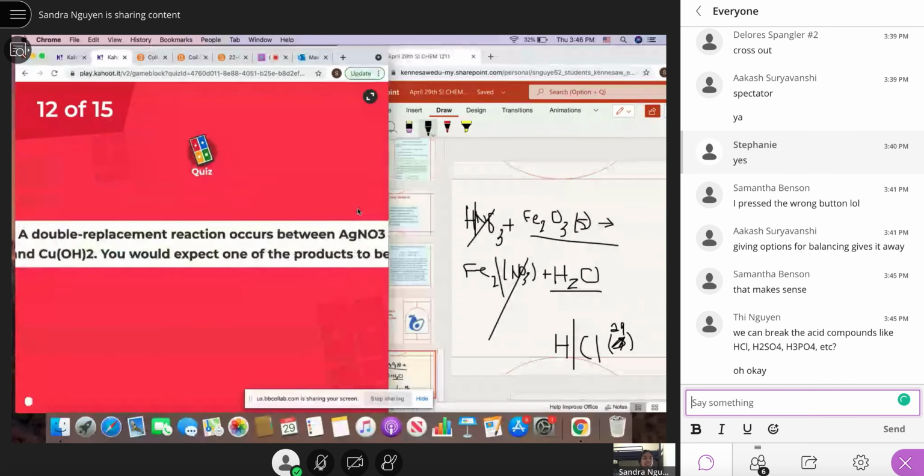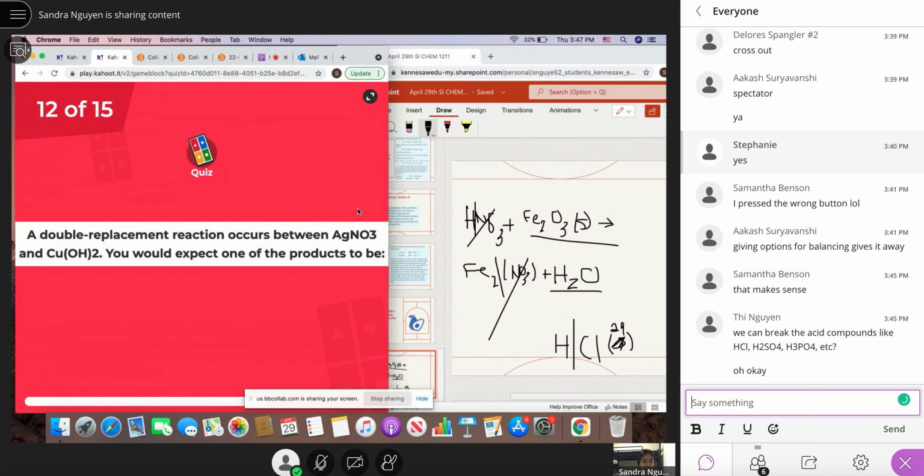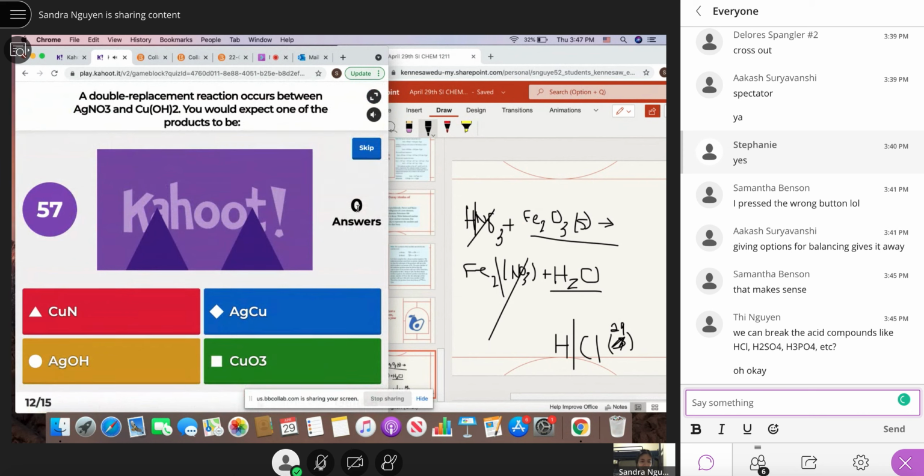Okay, let's keep going. So this one you don't really have to write anything. It's just a double displacement reaction. I think this is early chapter 8. So what will one of the products be? AgNO3 with Cu(OH)2.